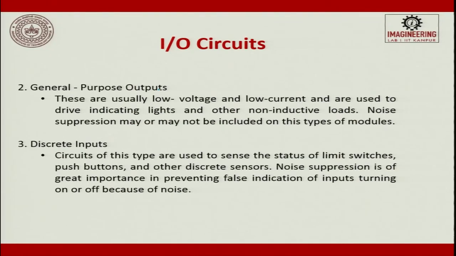General purpose outputs are usually low voltage, low current, used inside a CNC machine and automation systems, and are used to drive indicating lights and other non-inductive loads. For example, today with a smartphone you are able to control the intensity of the light, switching on of the light, switching on of the AC. All these things can happen provided you have a proper general purpose output circuit available. Noise suppressors may or may not be included on this type of module.